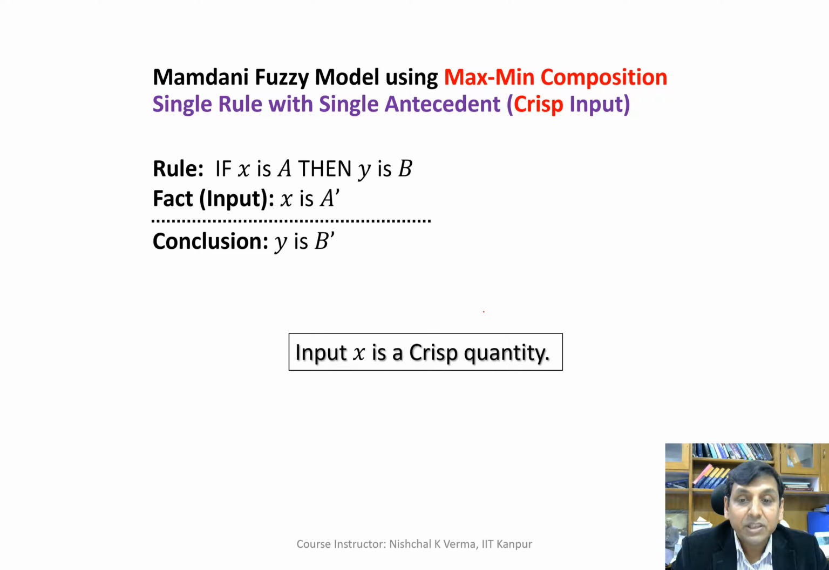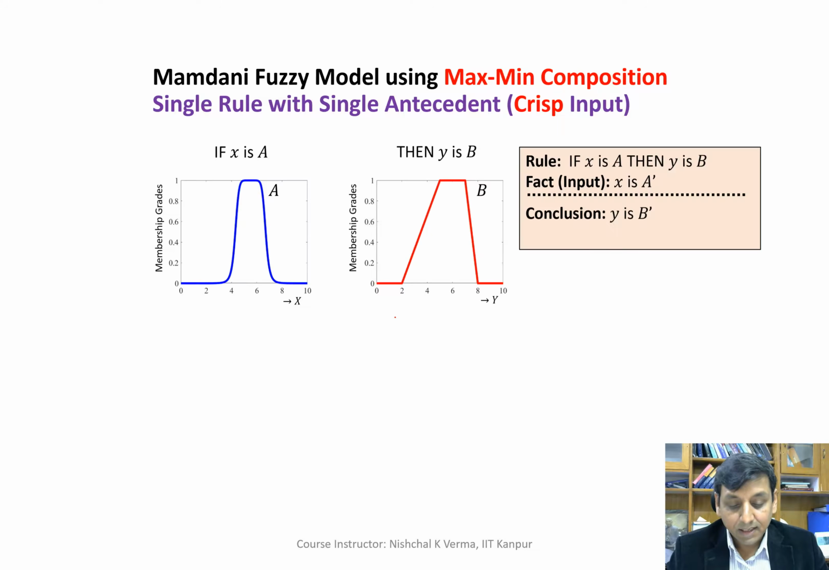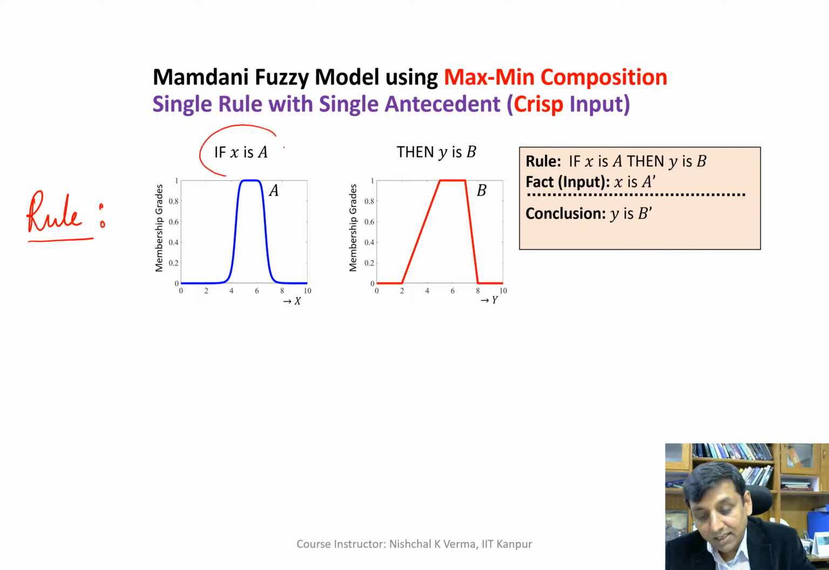Now we feed the input as a crisp value, which means we apply x as crisp. We see here that we have a single rule in the Mamdani fuzzy model, and in this rule we have only one antecedent. When we say only one antecedent, it means we have x is A.